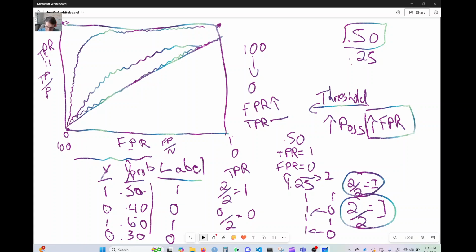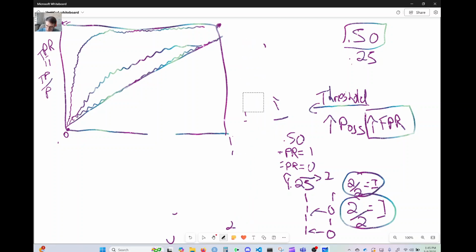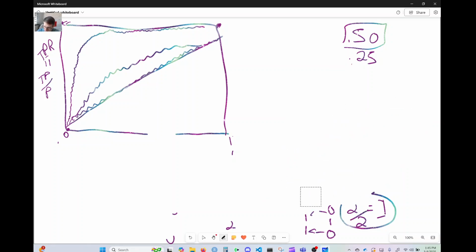I do want to talk through, I'm just going to try and erase this if I can fast, how area under the curve is calculated as well. So we use these rates, the false positive and true positive rates, to calculate area under the curve.